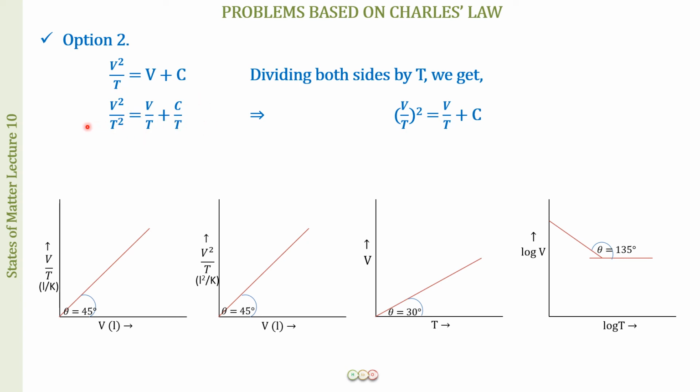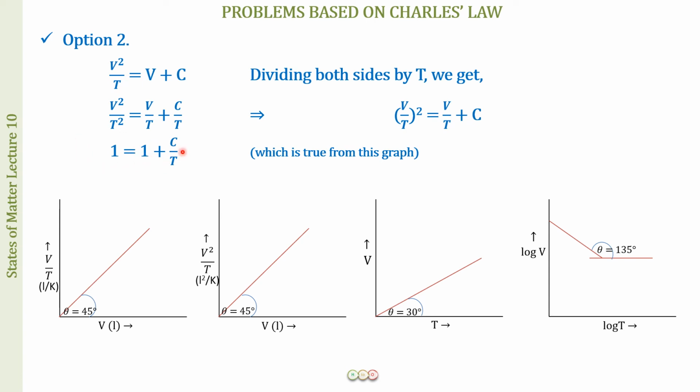We have divided it throughout by t. So v square by t square, we already know the value of v by t is equal to 1. So 1 square is going to remain again 1. So what we will be getting is 1 plus c by t. Okay, so if you take this 1 to this side, what will be 1 minus 1? So this will be 0.